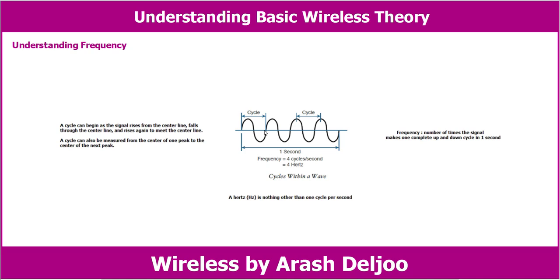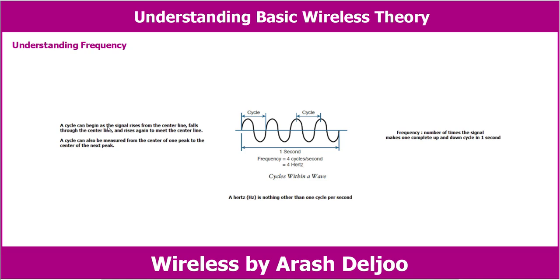Actually, as you can see here, in 1 second we have 4 complete cycles. Look at here, 1, 2, and then 3, okay, and finally 4. Because of that, we can say here we have 4 cycles per second, or 4 hertz. Instead of cycle per second, we can say hertz.